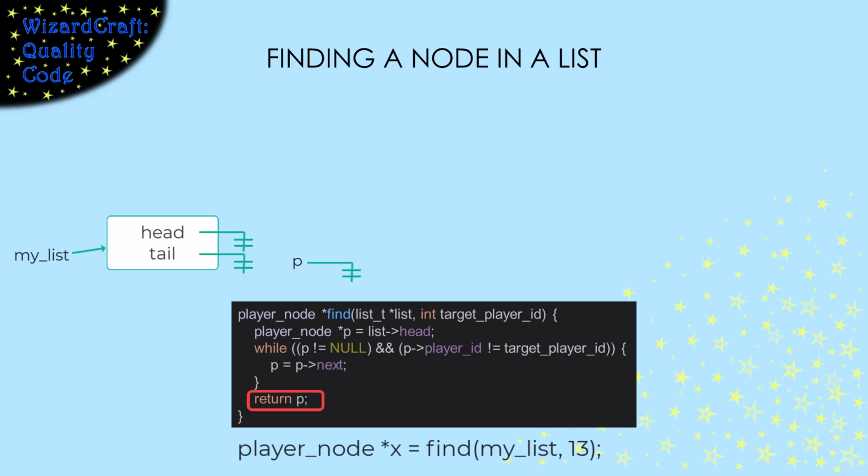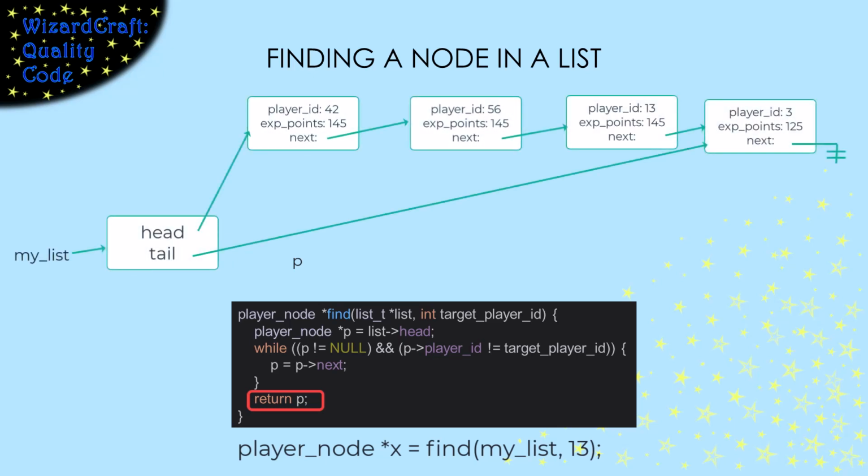So that's okay. The other special case to think about is what if the list isn't empty, but it doesn't contain the player we're looking for? In that case, the loop will run all the way through the list. At the last node, when we copy the next pointer into p, we'll be copying that null pointer into p. That'll stop the loop since p is null. And when we return p, we'll return null, which means we didn't find what we were looking for. Both special cases are handled by this code.